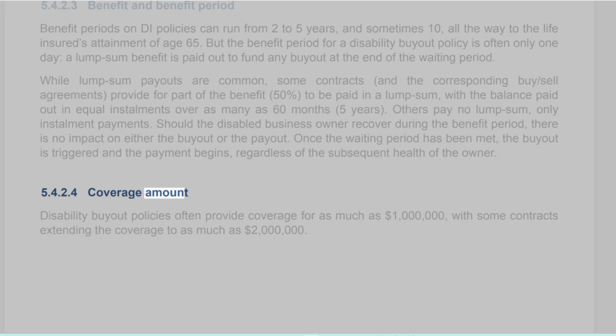5.4.2.4 Coverage amount. Disability buyout policies often provide coverage for as much as $1 million, with some contracts extending the coverage to as much as $2 million.